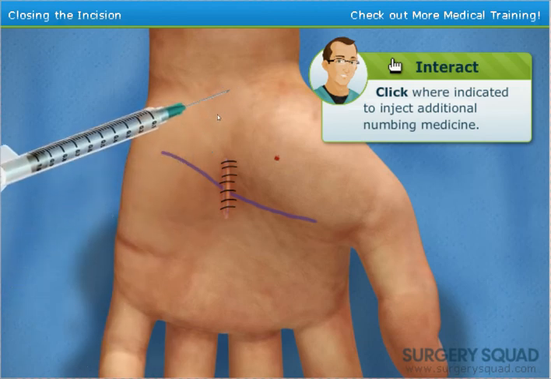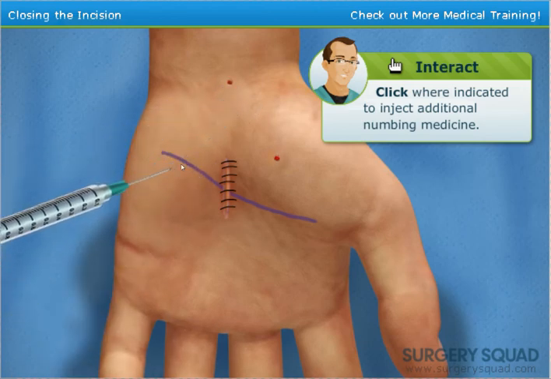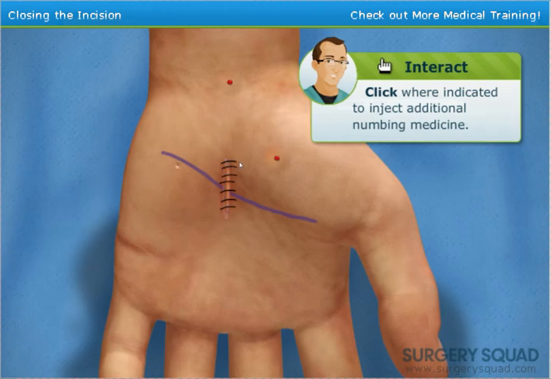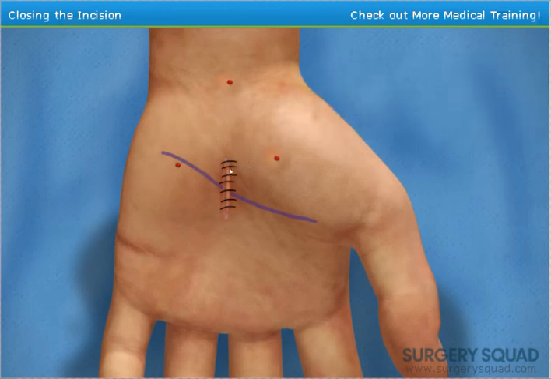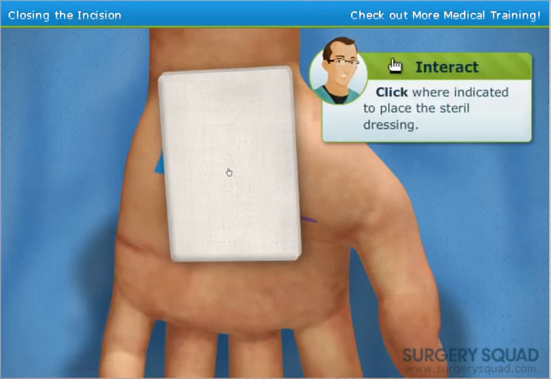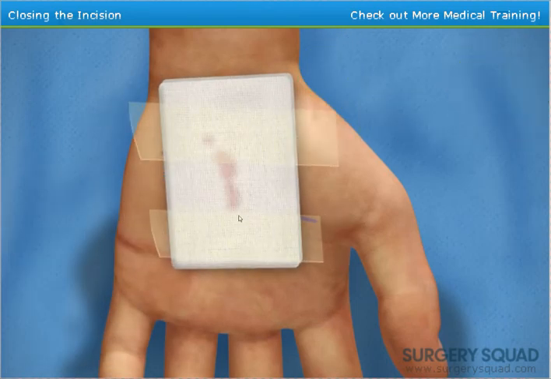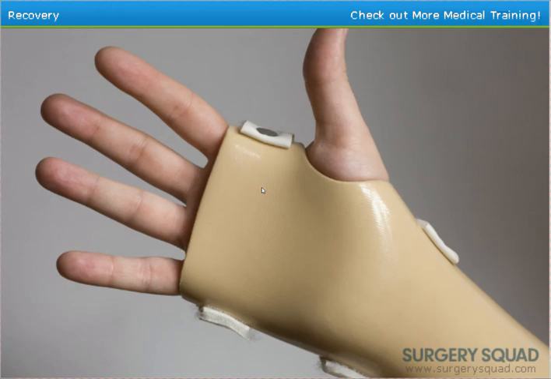And lastly, we'll place a small dressing over the wound to absorb any residual blood. We'll immobilize the wrist with a splint and a sling, and after 1 to 3 hours, our patient is sent home to recover.